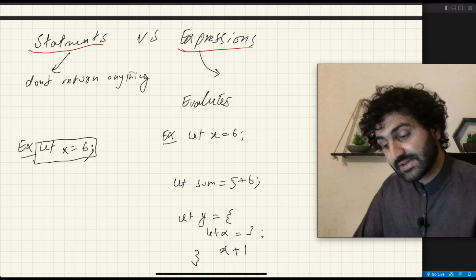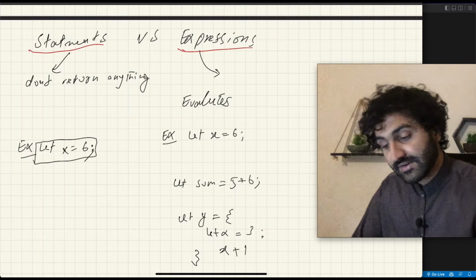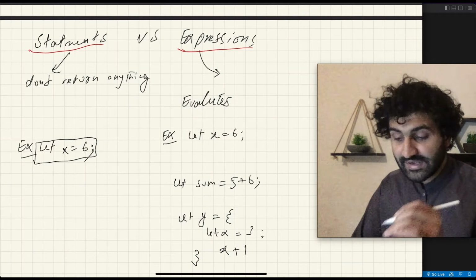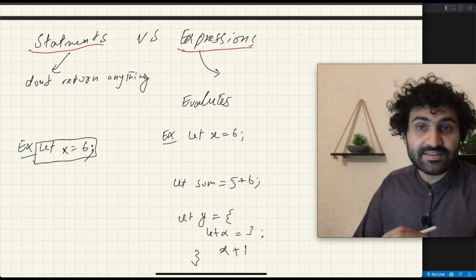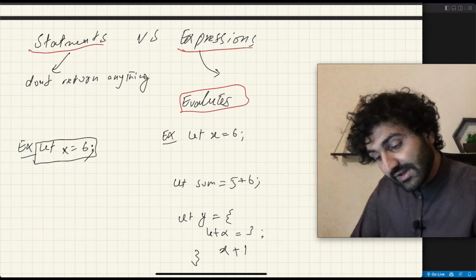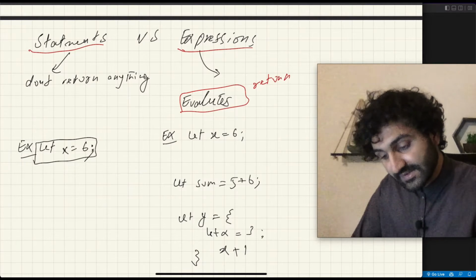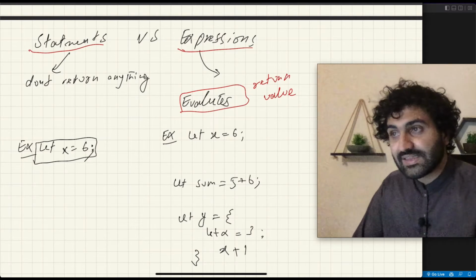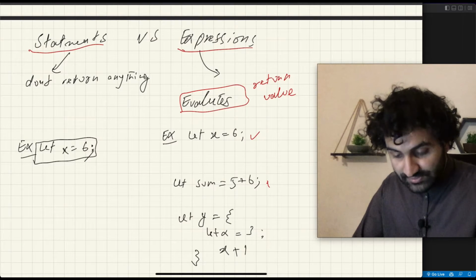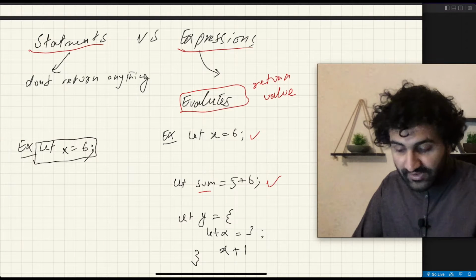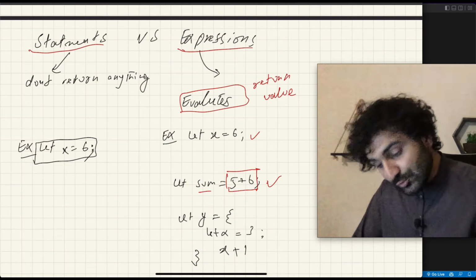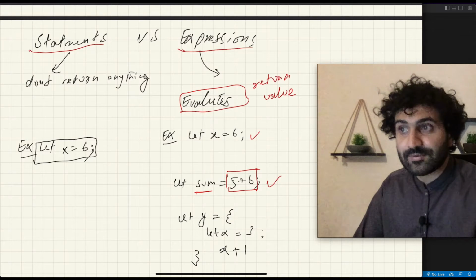Now if I talk about what expressions are, we can't call such things statements. Expressions are lines written in the language syntax which evaluate to something or can return any value. So these are called expressions. Let's ignore this example and focus on this one: let sum is equal to 5 plus 6, and 5 plus 6 is being evaluated to this variable. This is an example of an expression.